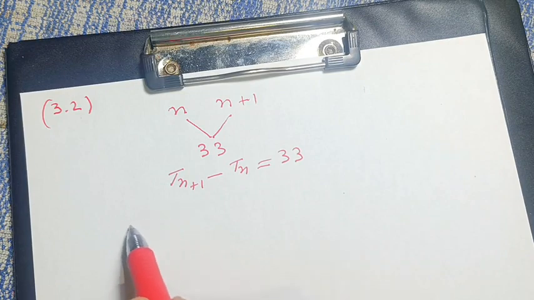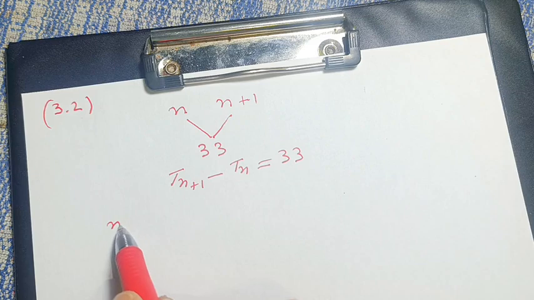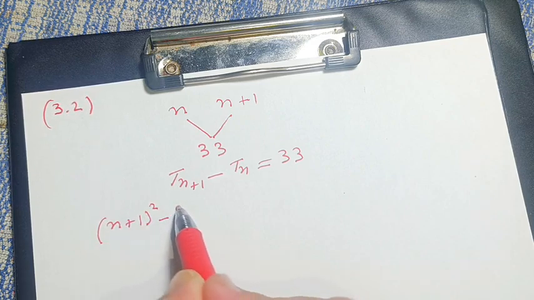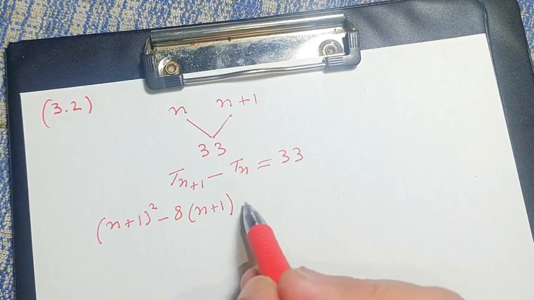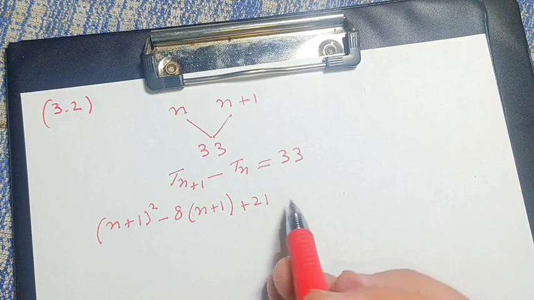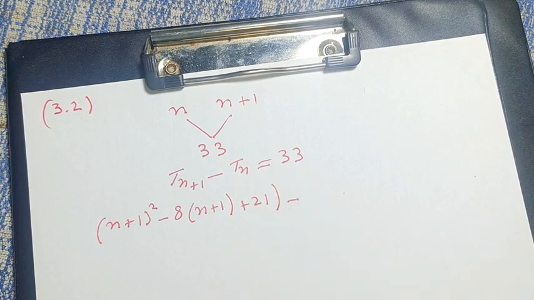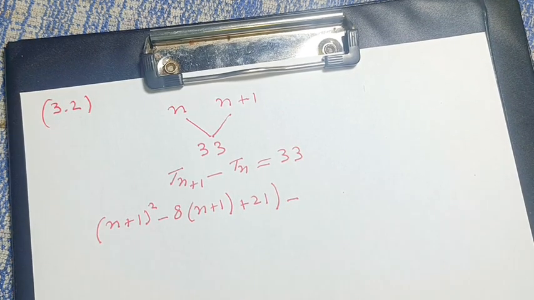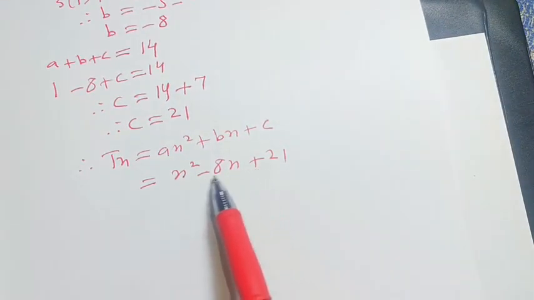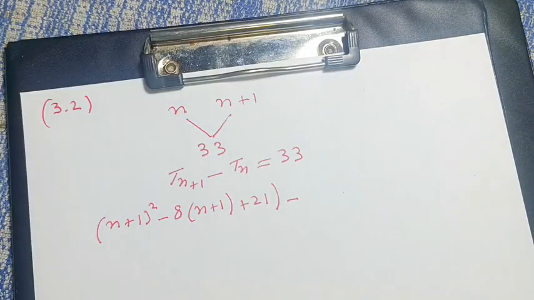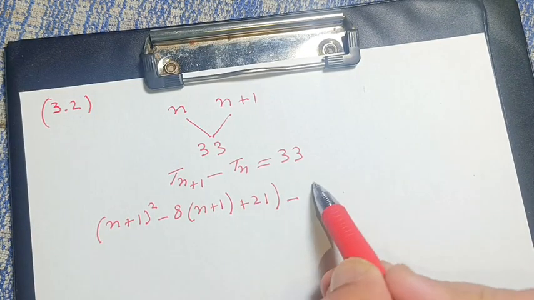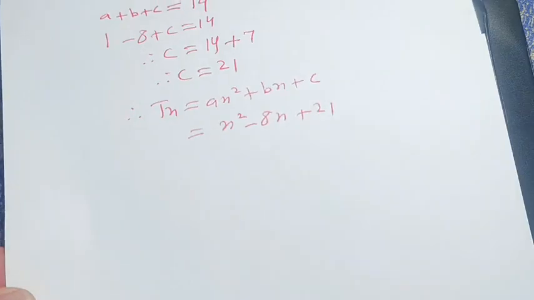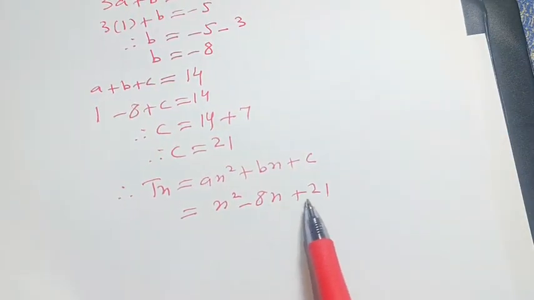So it's going to be n plus 1 square, minus 8 times n plus 1, plus 21, minus. Let's remember, I substituted in this n plus 1. Now, so the minus Tn. So the Tn is going to be just complete. Tn is, we got n square minus 8n plus 21.